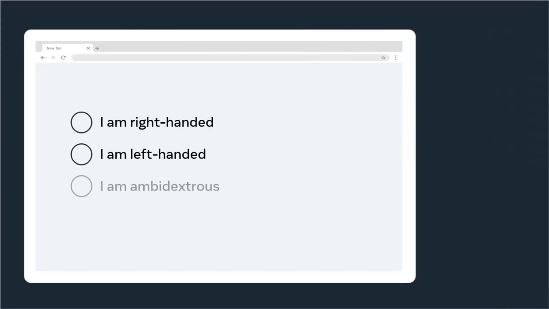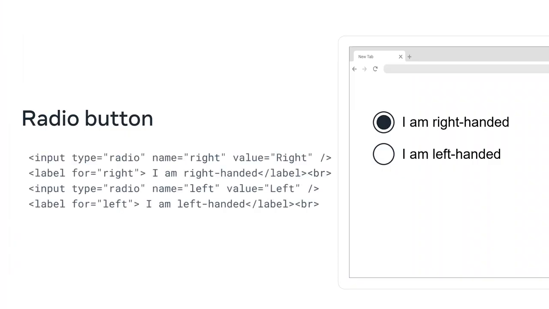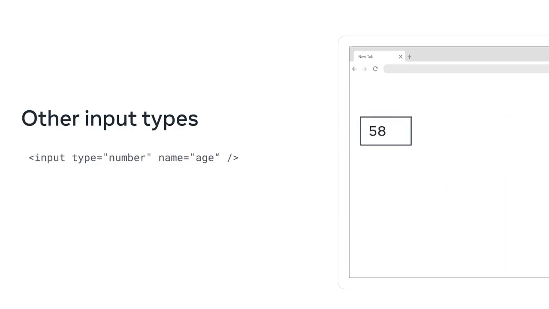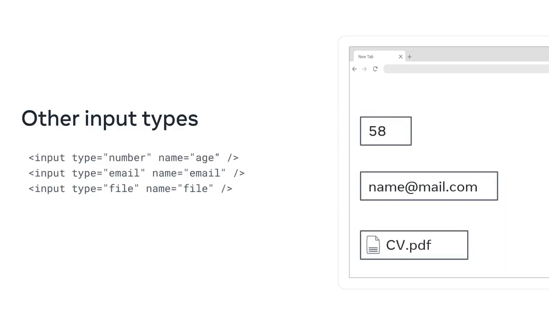Radio buttons, on the other hand, are like checkboxes, except only one button can be checked in the group. Checking one radio button will uncheck all the other radio buttons. There are also other types of input such as the number, email, and file upload types.